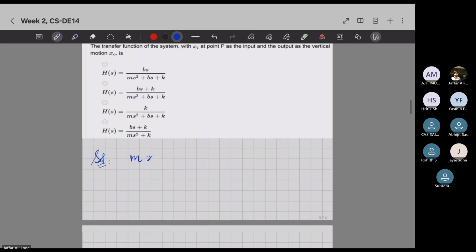So m x naught double dot plus b times x naught dot minus x i dot plus k into x naught minus x i is equal to 0. I did nothing, I just applied Newton's second law. If you are not familiar with this, recap Newton's second law and how to apply it on systems where there are two displacements. You just have to make sure that you take the effect of both.